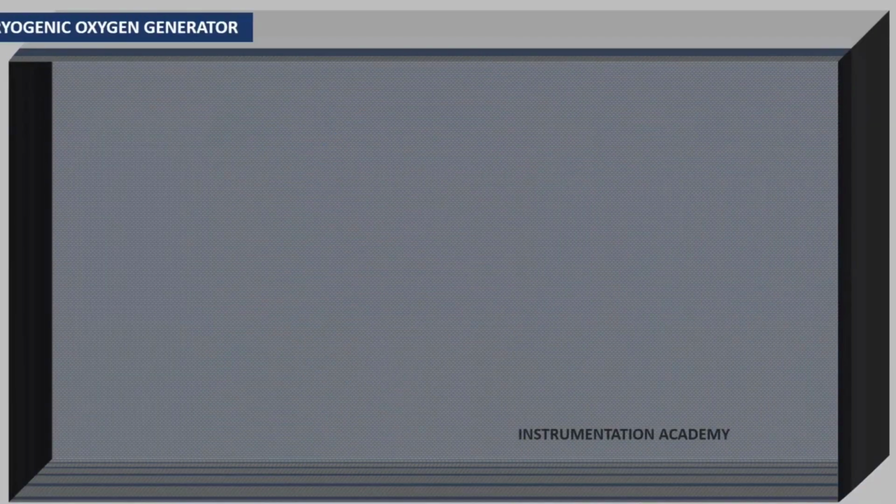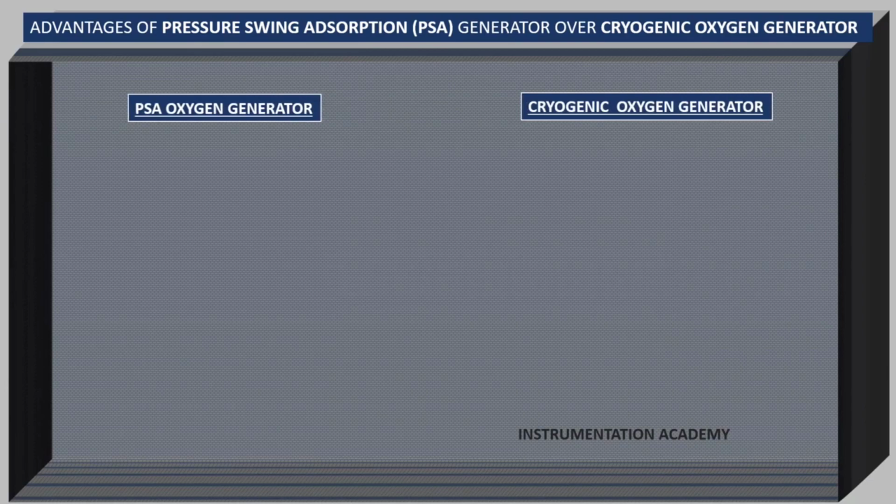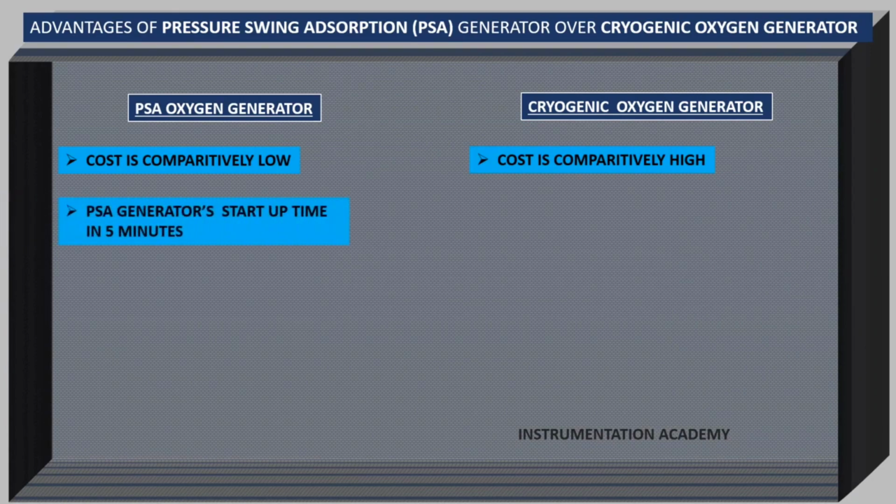Advantages of PSA oxygen generator over cryogenic oxygen plant. The investment cost of a PSA generator is less than half of that of an equivalent cryogenic oxygen plant. The PSA oxygen generator's startup time is only 5 minutes. Therefore, depending on the oxygen demand, the generator can be switched on and off very conveniently. While the cryogenic oxygen plant startup time is around 12 to 16 hours. So, a cryogenic oxygen plant cannot be switched on and off very frequently.